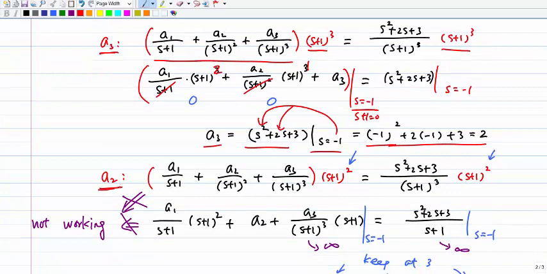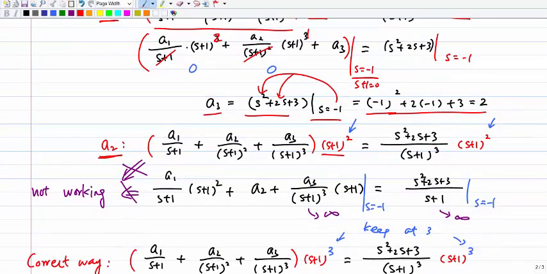Let's figure out what a2 is. By doing that, I'm not going to multiply by s plus 1 to the cube. I'm going to multiply both sides by s plus 1 squared. Let's see what's going to happen. Okay, this one won't work. I'm showing you this one won't work. If I multiply by s plus 1 squared on both sides, I have a1 divided by s plus 1 times s plus 1 squared.